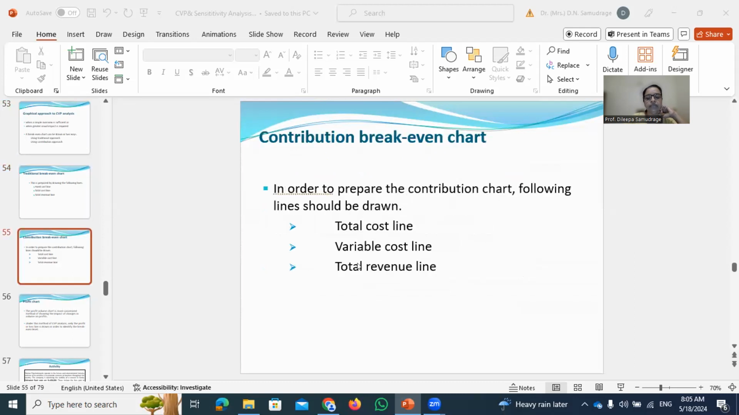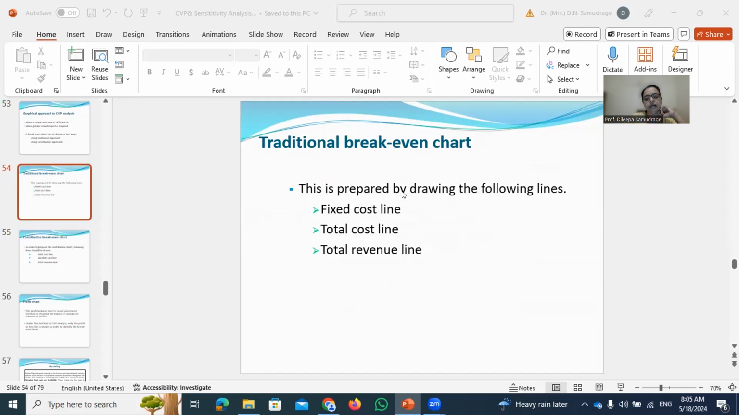And we also prepared a contribution break-even chart, right? Because in this traditional chart, there is a weakness. So what is the weakness of the traditional break-even chart? I explained last time. What is the issue of the traditional break-even chart? It can't show contribution. Yes, it doesn't show the contribution.